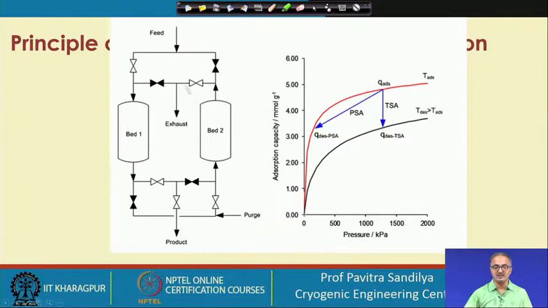Now if we trace this particular feed, suppose it is coming through this unfilled or blank valve, while this other valve is kept closed. So it will go through this, get adsorbed over here, and then it comes through this particular valve and goes out as the product.